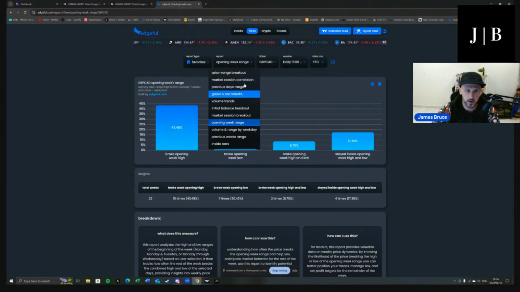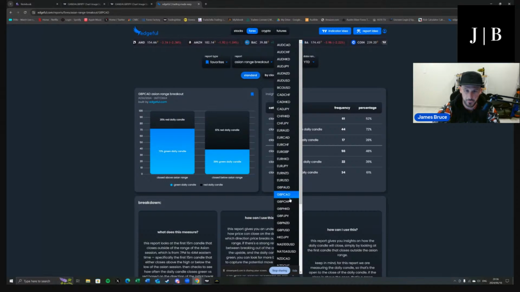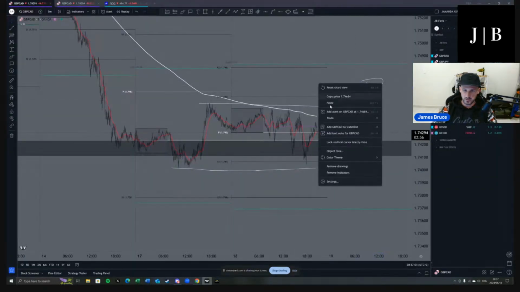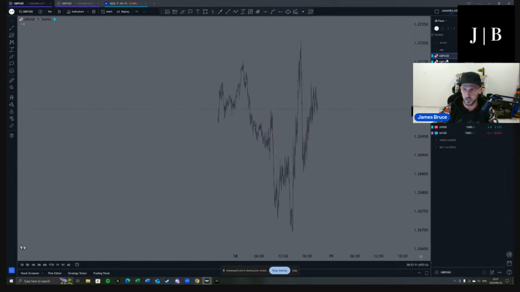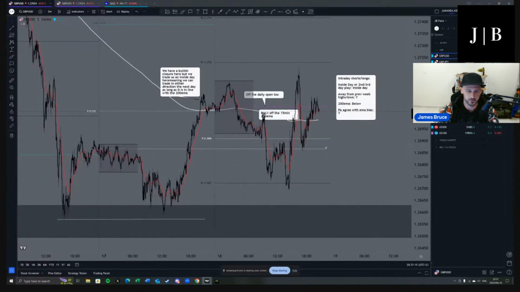So opening week range, Asian range breakout. Again, look how I used it on GJ today. If you go here, bar standard, closed above the Asian range, we got an 81% chance of a bullish closure. So what does this Asian range breakout mean? This is how we can use this to actually make concise trading decisions. I really, really love using H4. It's a clear data-driven platform that can make very, very simple trading decisions.